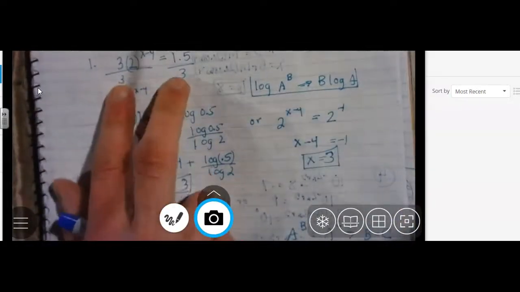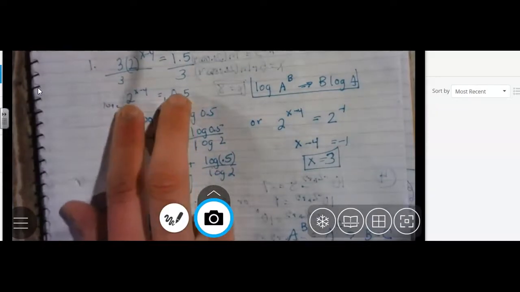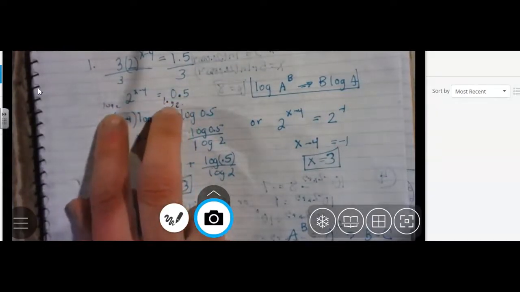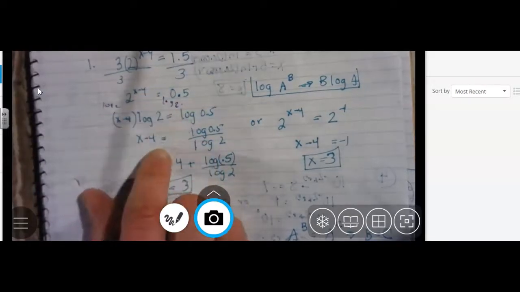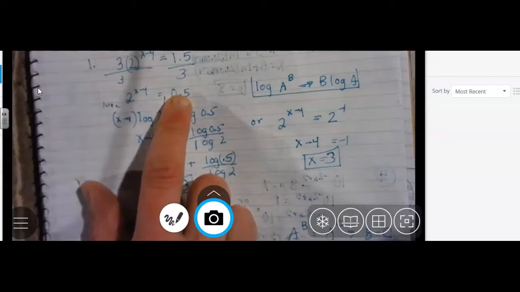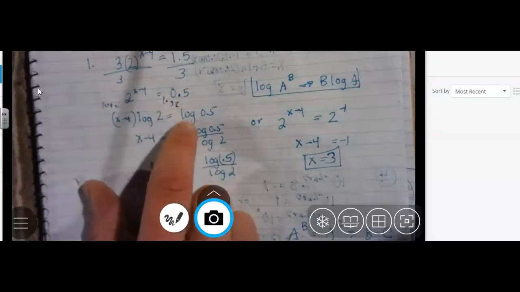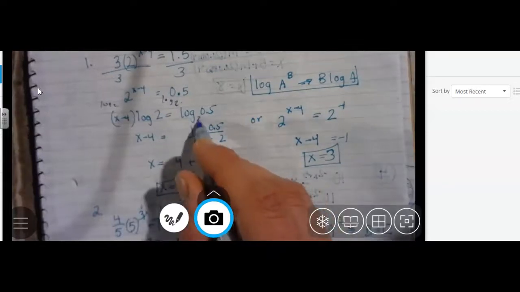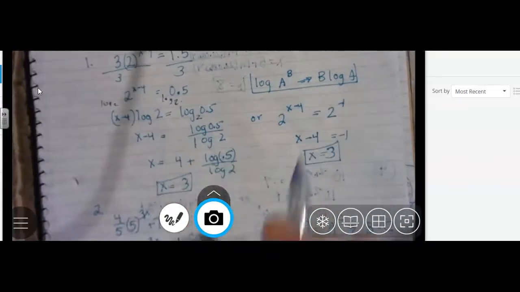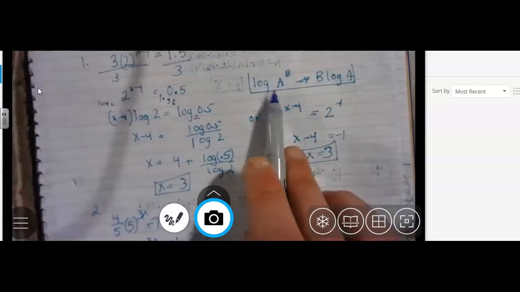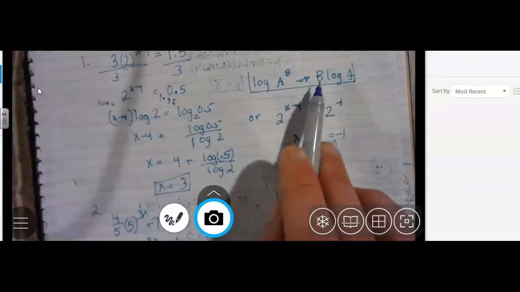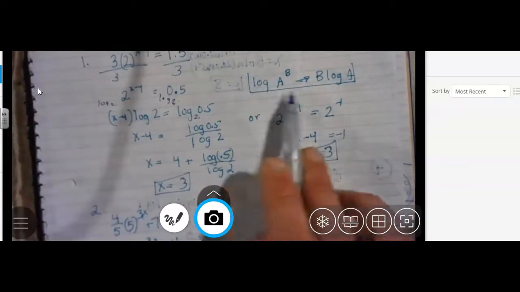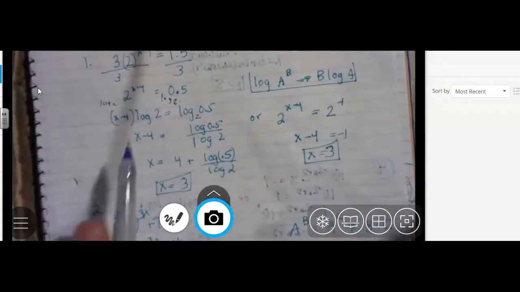So I divided by 3 on both sides here, and I got this expression right here. And then after that, you might be familiar with taking the log base 2 of both sides, getting x minus 4 on the left, and you'd get log base 2 of 0.5 over here. You could do that as well. However, I want to make sure you understood that if you take log of a to the b, that's equal to b log a. You can bring down that exponent and put it in front. And that's the way I did it here.